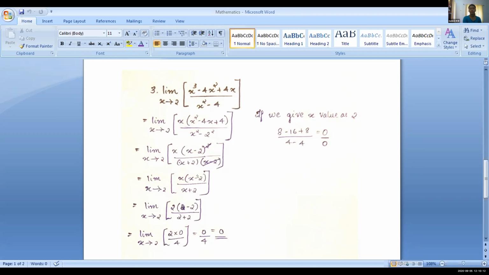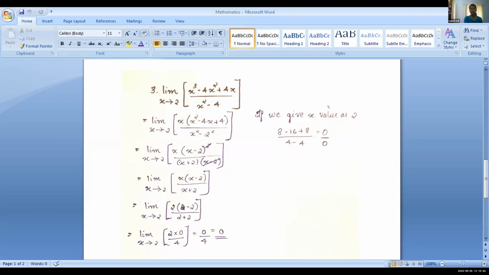Then we can cancel x minus 2, because it is there in the denominator and numerator. So we get limit x tending to 2 of x into x minus 2 by x plus 2. Aishwarya, can you give the final answer? The final answer is 0.